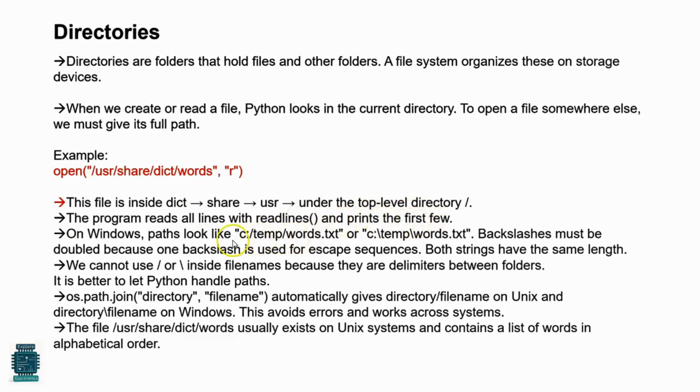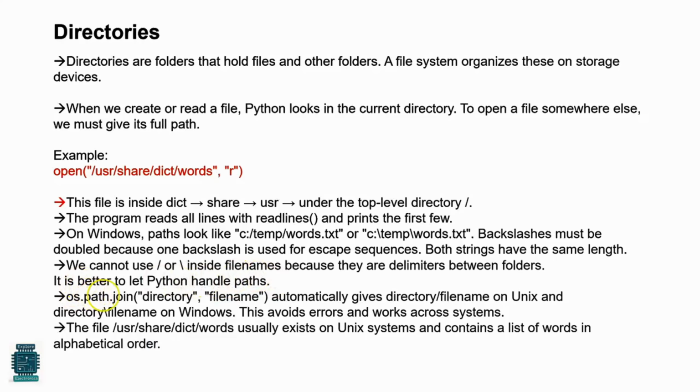This is how the path looks on Windows: C:\temp\words.txt and C:\\temp\\words.txt. If you observe the slashes here, it is slash and backslash. Here the backslashes must be doubled because one backslash is used for an escape sequence. And both strings have the same length. And we cannot use the slash or backslash inside the file name because they are delimiters between the folders. Clear? And it is better to let Python handle the path.